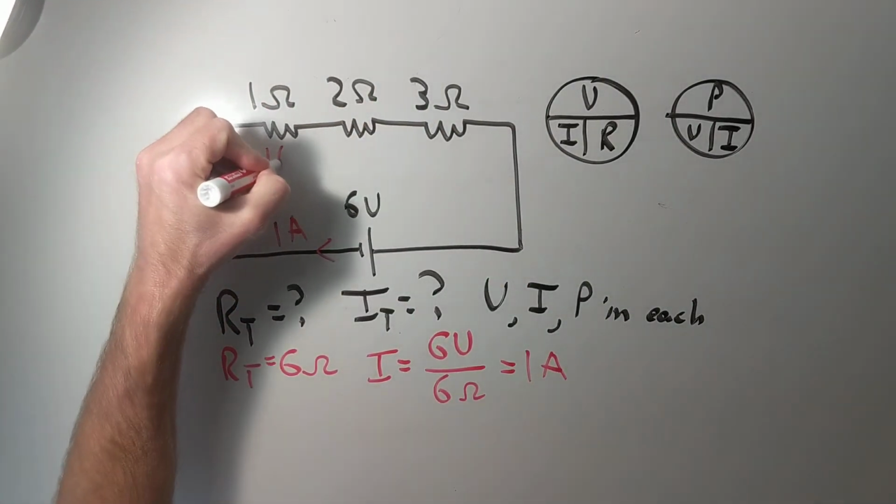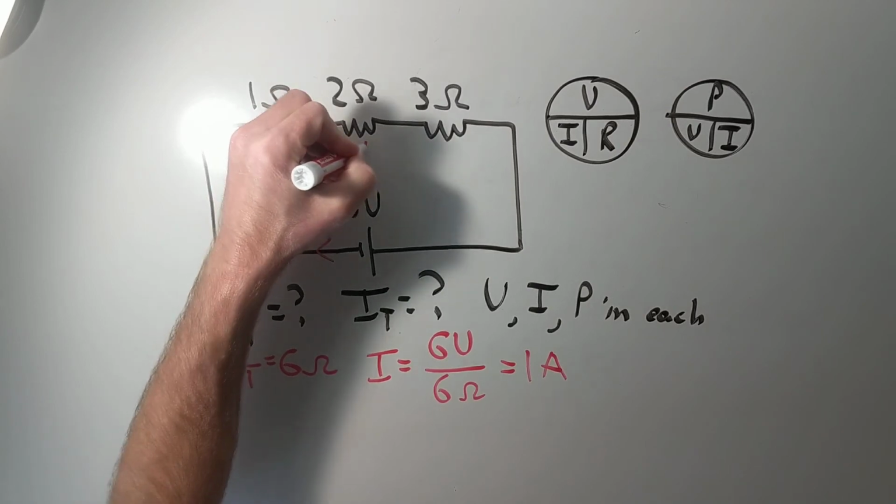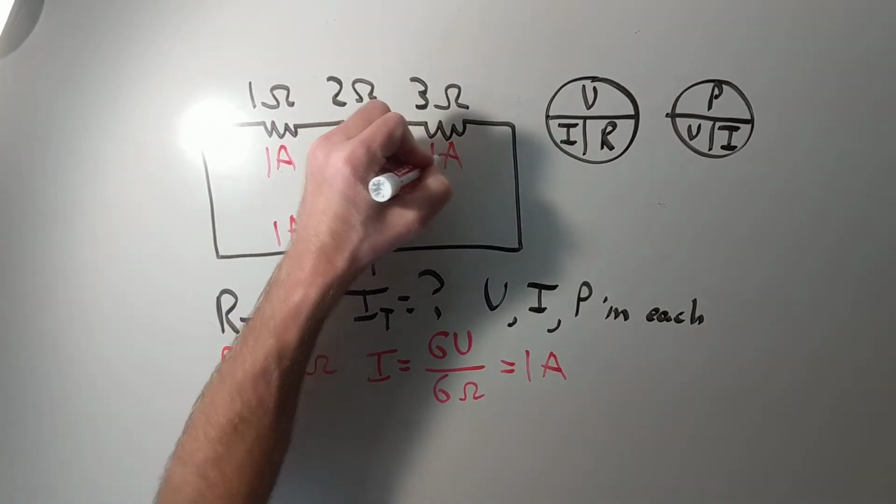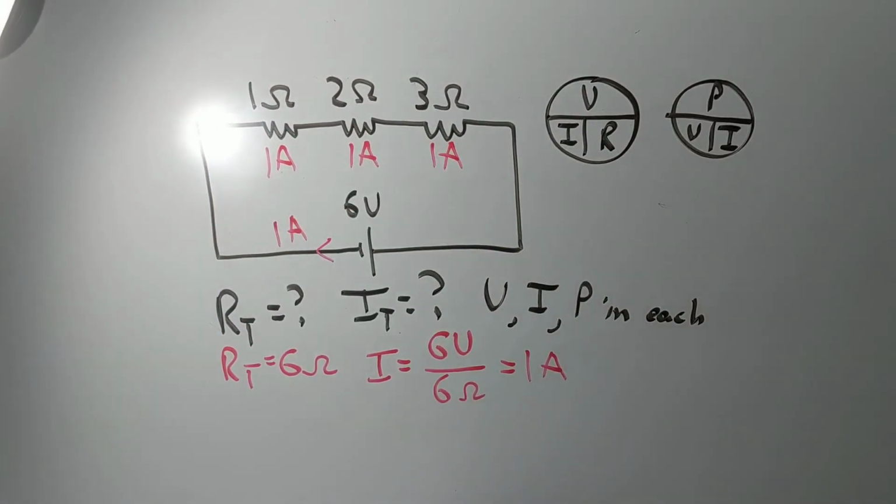So this must have 1 amp of current, this must have 1 amp of current, and this must have 1 amp of current. Notice I did the work right on the diagram. I think it's easier that way. Now let's find the voltage in each particular resistor.